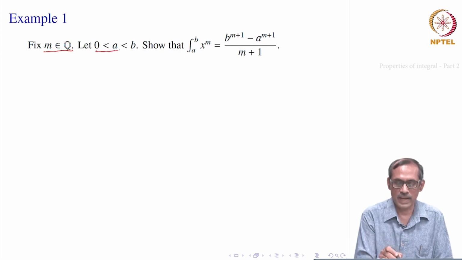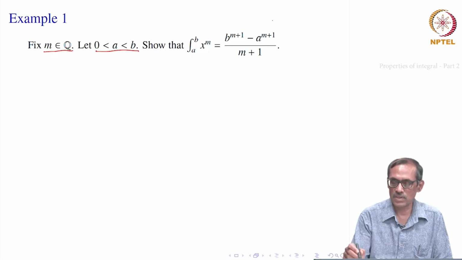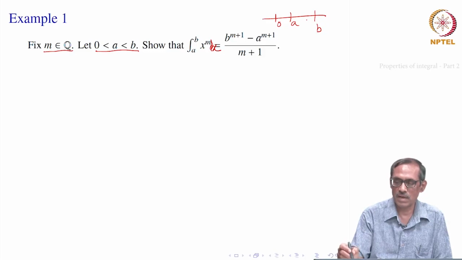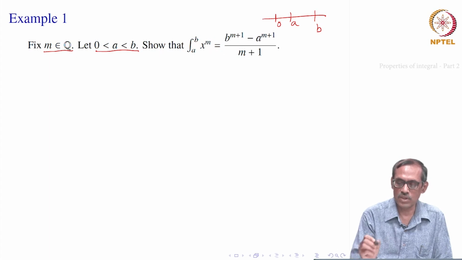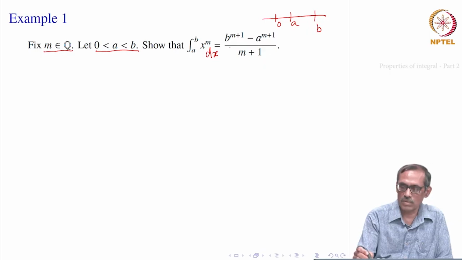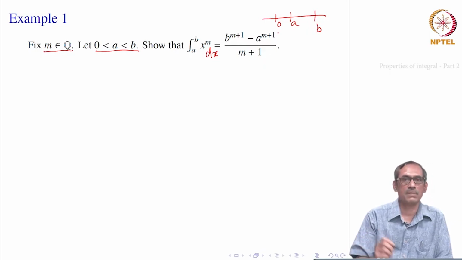Now suppose 0 is less than a less than b. That means you have the interval with 0, somewhere a, and somewhere b. Then you take the integral of x to the power m on this interval a to b. The power function x to the power m is defined on this interval, m is a rational number. So, the integral from a to b of x to the power m, a dx symbol is missing here, is equal to b to the power m plus 1 minus a to the power m plus 1, divided by m plus 1.